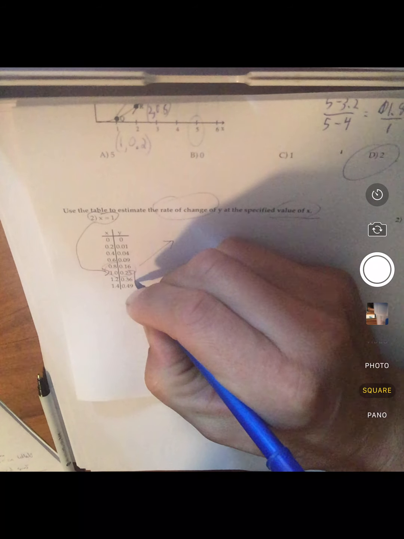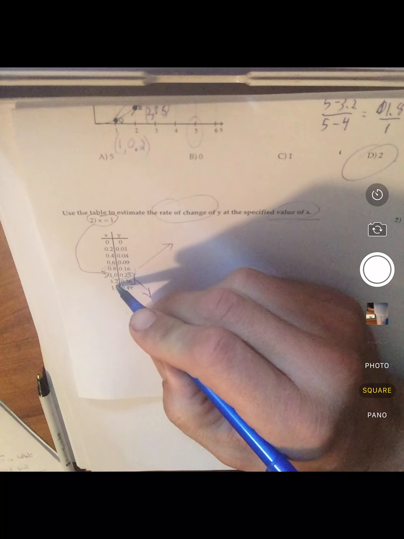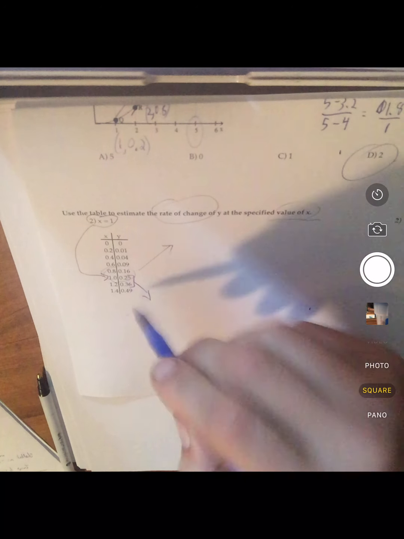And then I'm going to come back and do these 2 points, 1 and the next one up, which is 1.2. So these are the closest pairs around there. And I'm going to get the 2 results from right there.